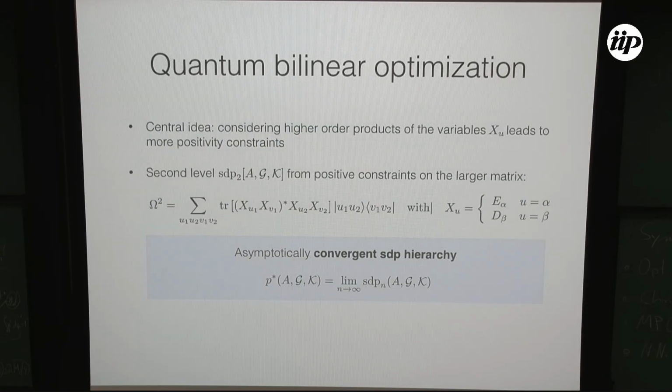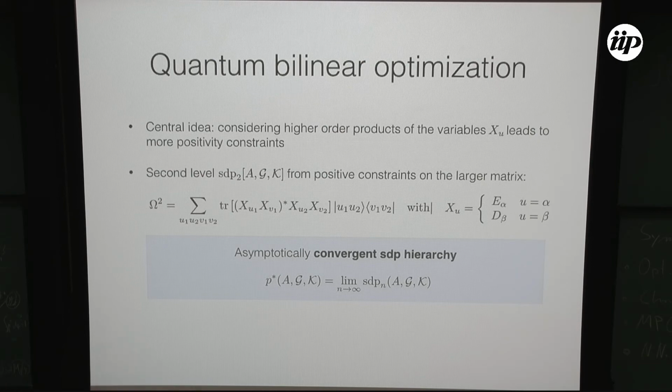Good. I didn't really talk about how to get the higher levels, but the idea is to consider higher order products of the variables xu. The variable xu is just given by the encoder E and the decoder D. For example, if you look at the second level, you will optimize over a larger matrix, say omega 2, that is constructed in this way. And you can also check that it's going to be positive semi-definite, and so on.